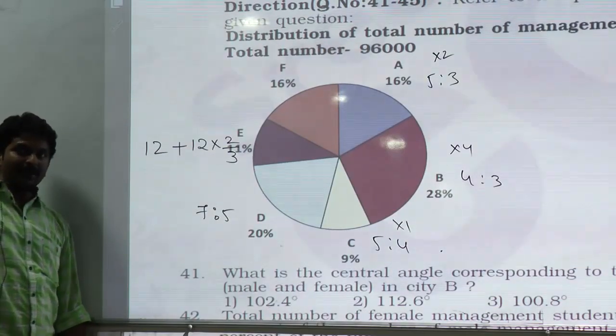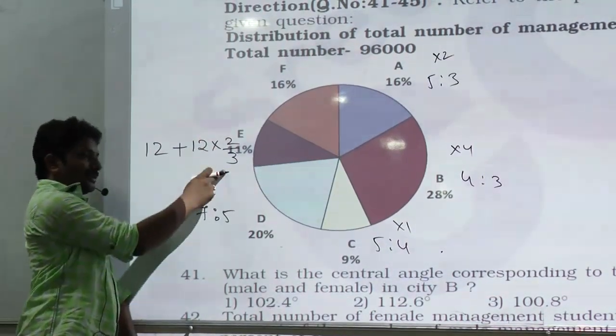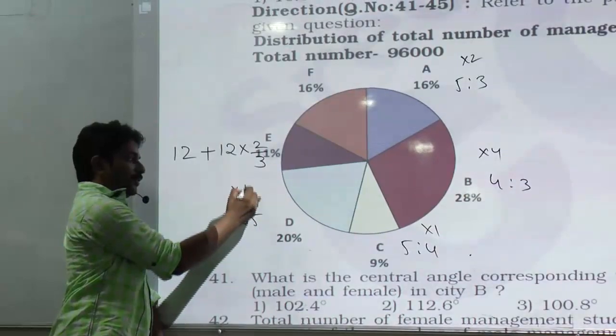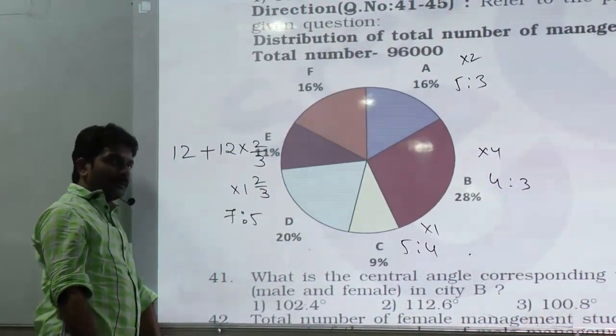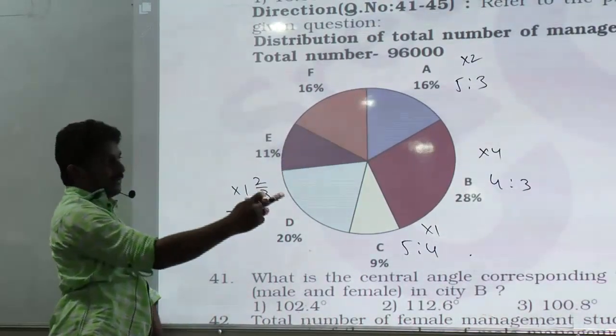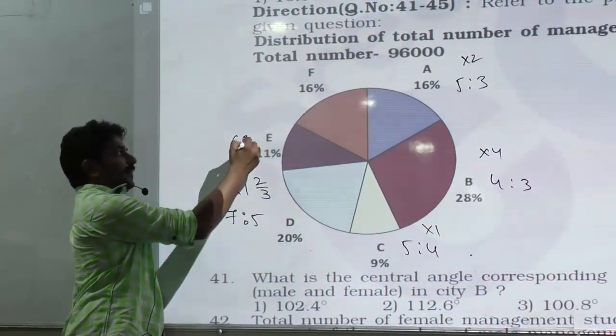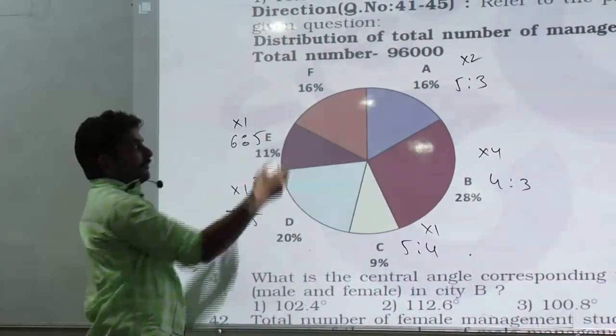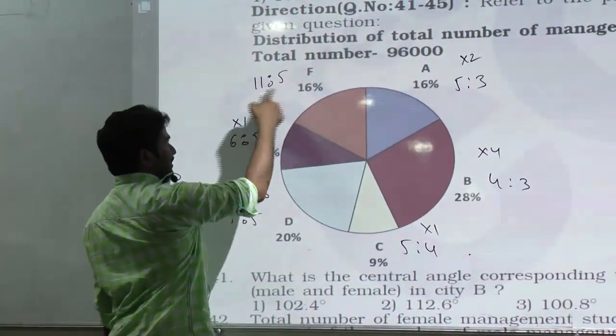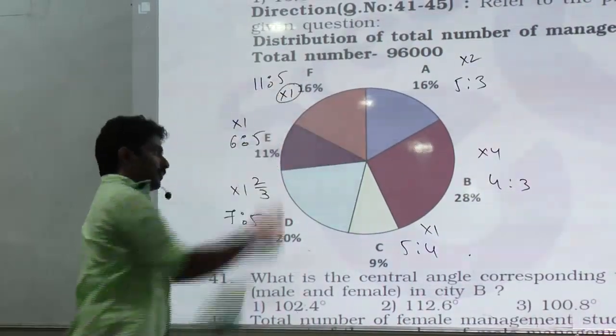12 into 2 by 3. So 1 time plus 2 by 3 times. So that will be into 1 2 by 3 times. Correct? Next. E we have 6:5. 11 parts, 11% into 1 time. F 11:5, 16 parts. This is also into 1 time.